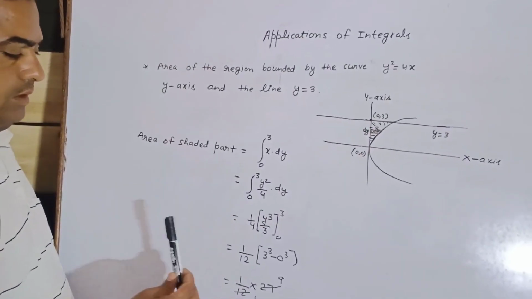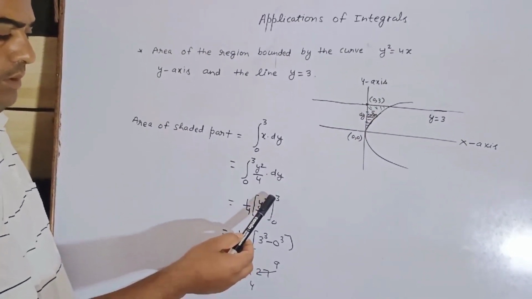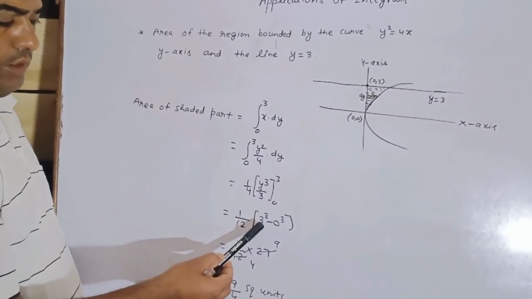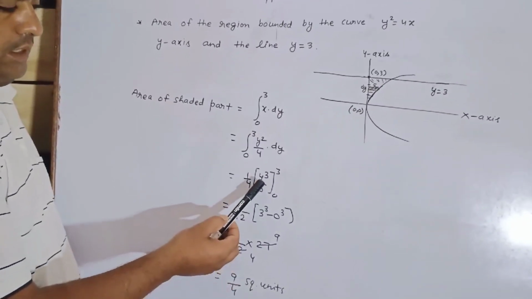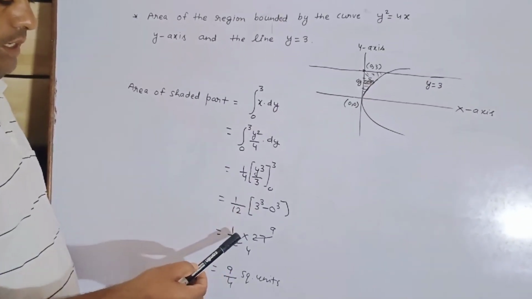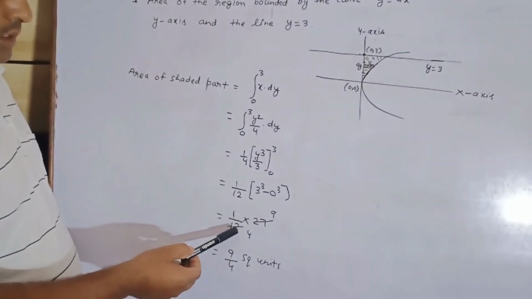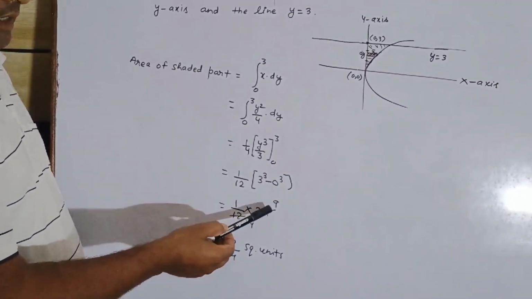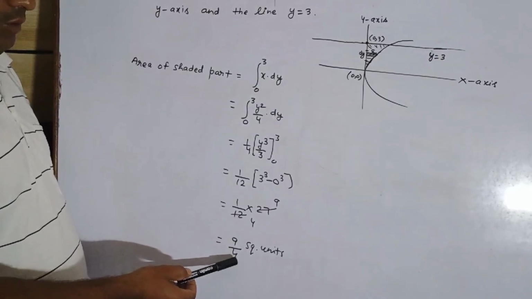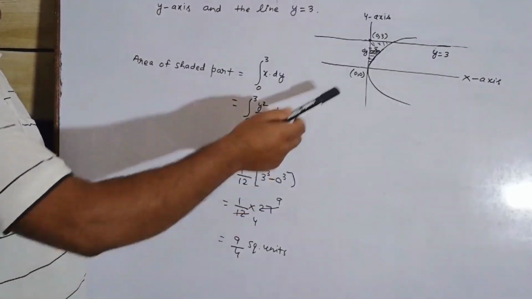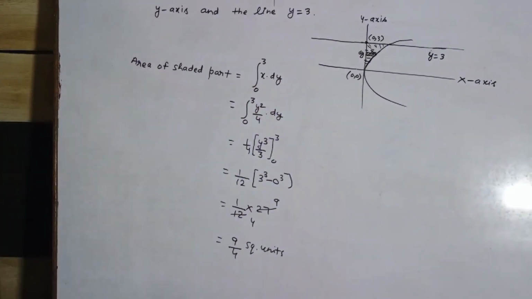Now 3 fours are 12, and we will put the upper limit in the place of y. This will be 3 cube minus 0 cube. 3 cube is 27 and minus 0. Now 3 fours are 12 and 3 nines are 27. So 9 upon 4 square units is the area of this shaded part.